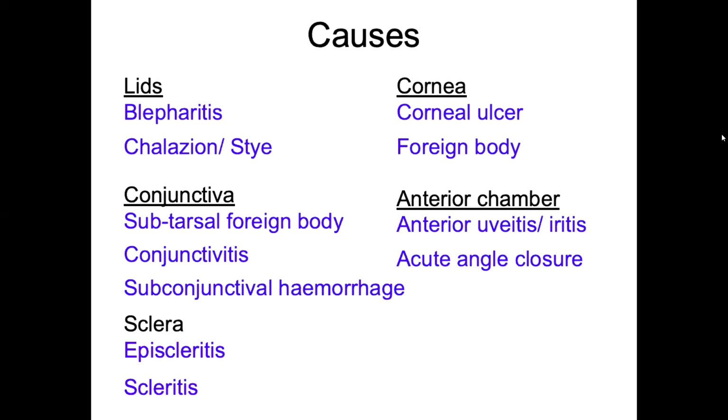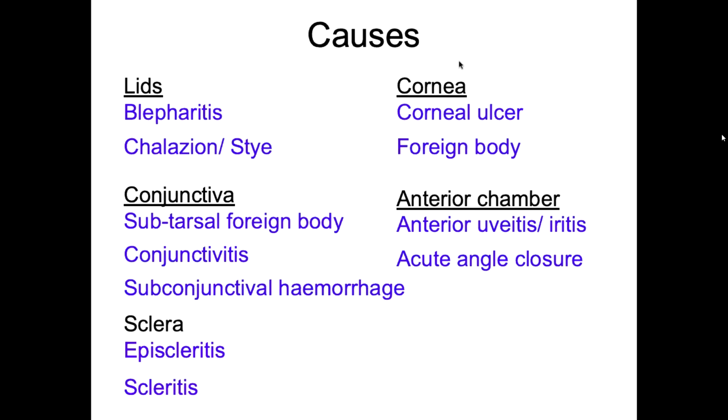So in the lids, what are the causes? What is called blepharitis, inflammation of the lids. Then chalazion, stye, those are common causes. Conjunctiva: subtarsal foreign bodies, conjunctivitis, infective or otherwise. Then subconjunctival hemorrhage. Then sclera, there is this episcleritis, what you saw earlier, sectoral conjunctival injection, where the pain is very limited, very less, but scleritis is extremely painful so that the patients get woken up in the early morning hours.